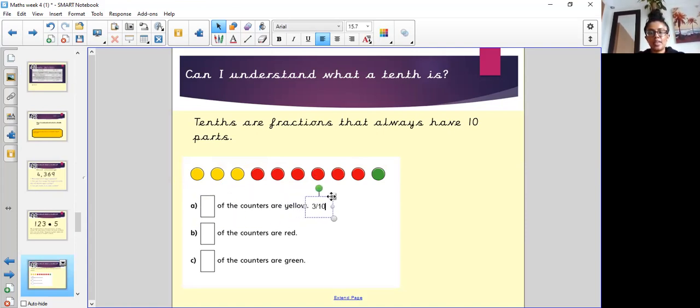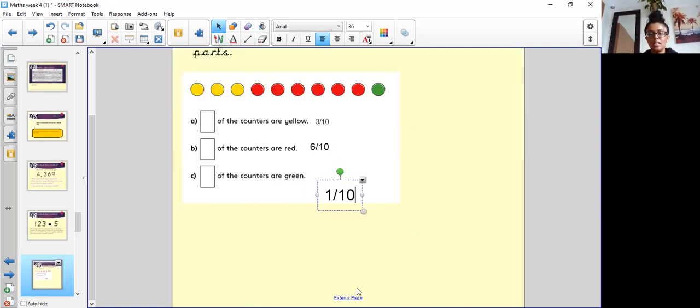I'm going to just put that over here. So 3/10 of the counters are yellow. How many of the counters are red? 1, 2, 3, 4, 5, 6. So 6/10 of the counters are red. So 6 out of 10 of these counters are red. And how many of the counters are green? 1 out of 10 are green, because we only have 1 counter that is green.